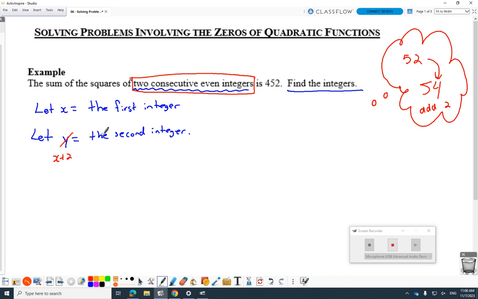And I suggest going over here and just going, let's just do it with numbers for a second. Let's not do it with x's. What would the 2 numbers be? 52, 54, or 48, 50, or 102, 104. What's happening? I'm adding 2, so that's x plus 2.